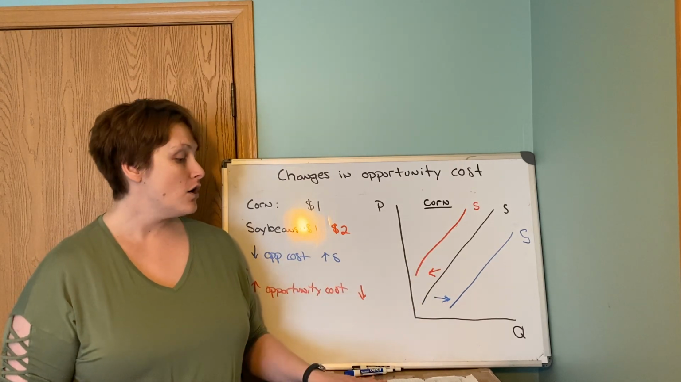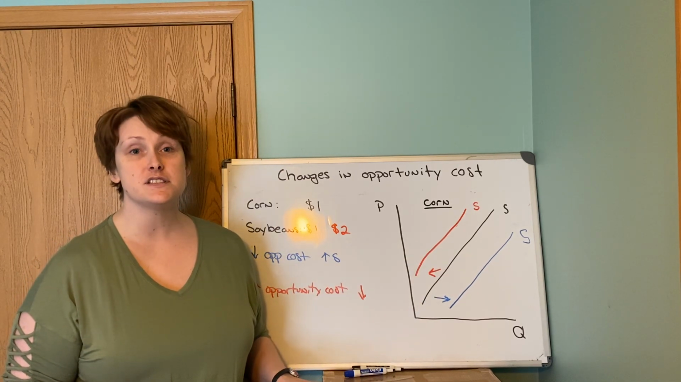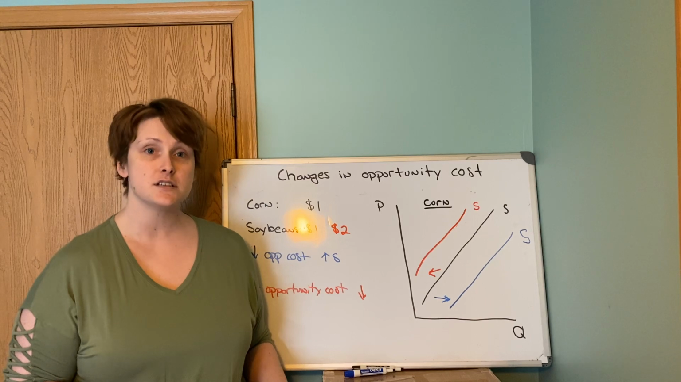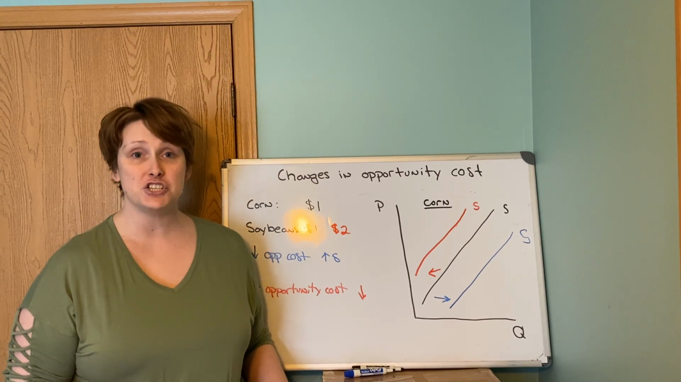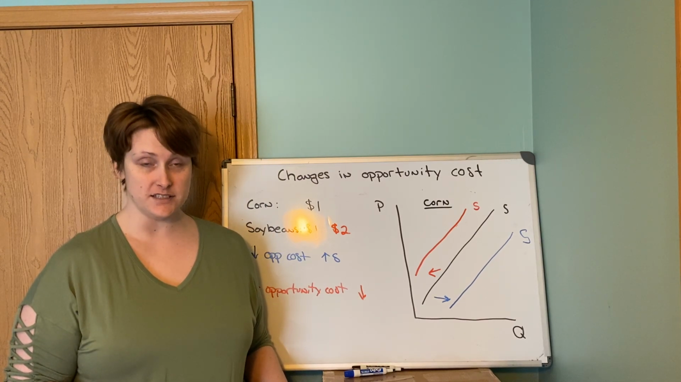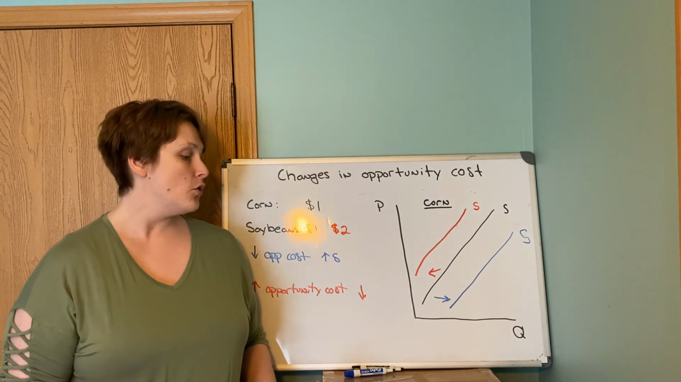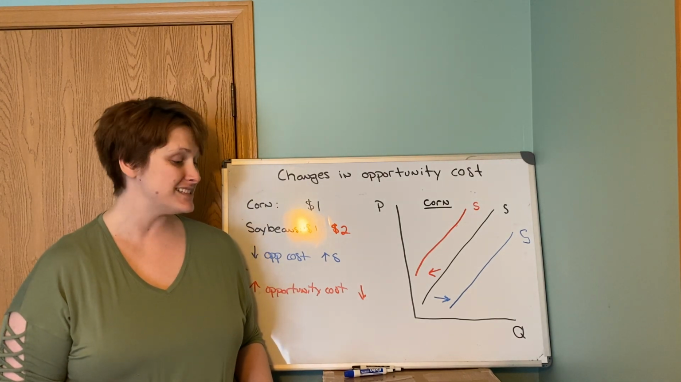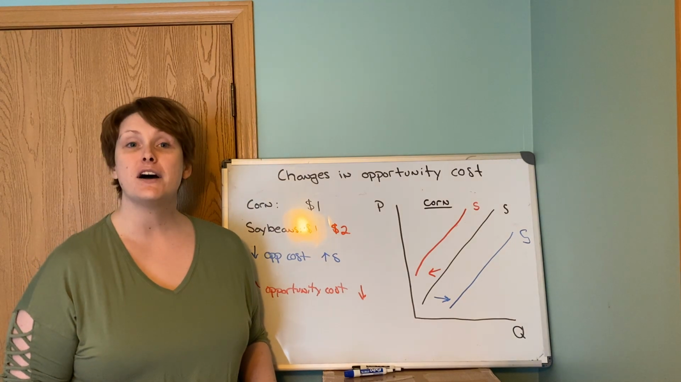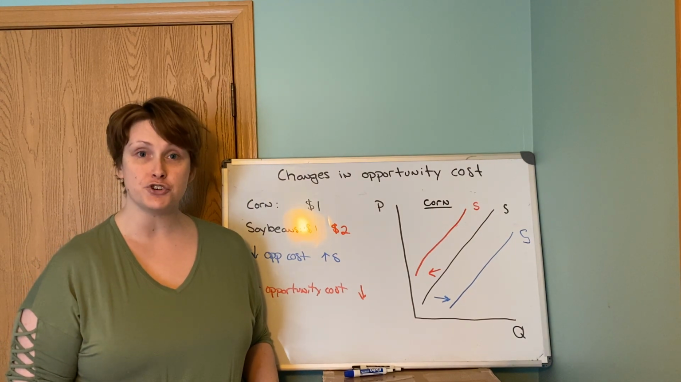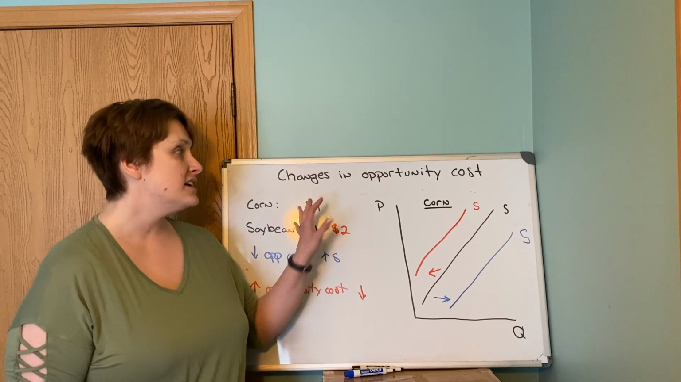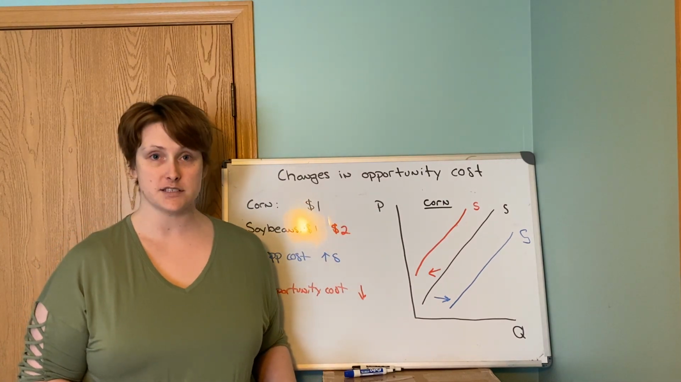Again, to review, we've had 5 different supply shifters that we've discussed. We've talked about technology and input prices. We've talked about entry and exit of producers. We've talked about taxes and subsidies. We've talked about expectations of future prices. And finally, changes in opportunity cost.